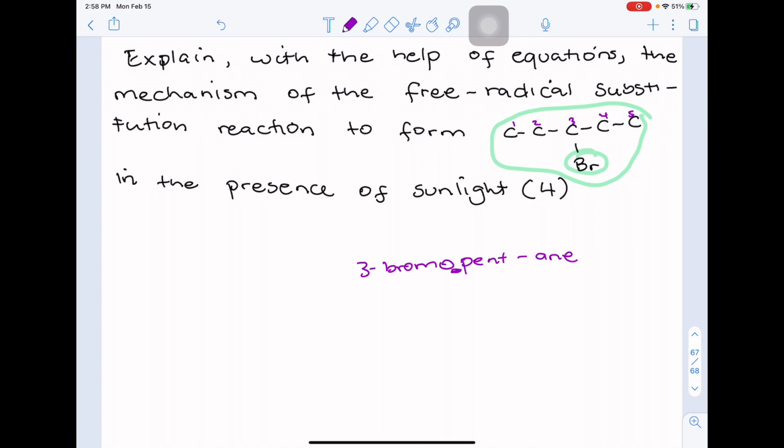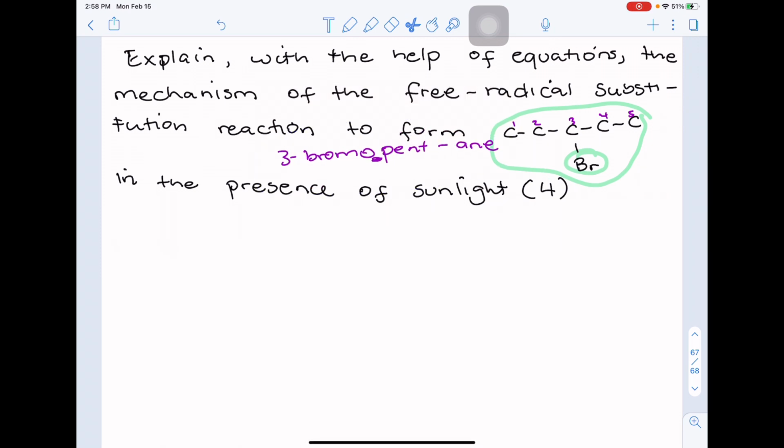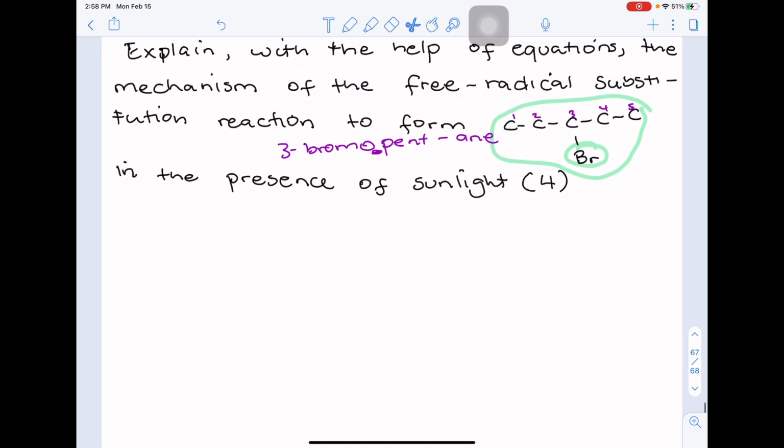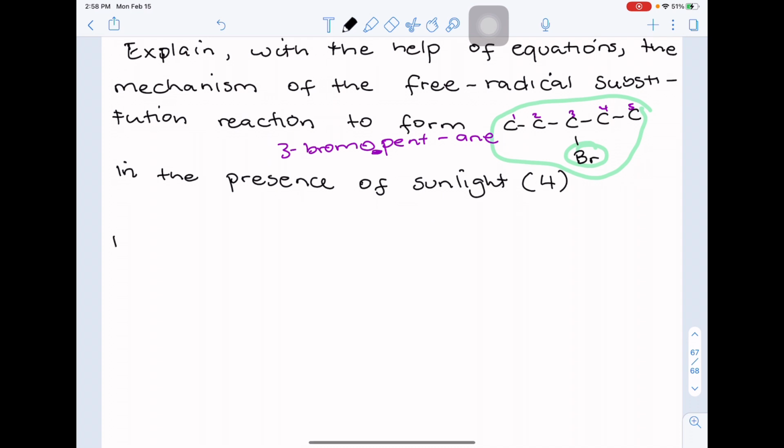Okay, so now that we have that out of the way, let us now then do the mechanism. So again, when you're doing the mechanism, you have to write the title of each step. This question, as written, was a 4-point question, not 5 points. So the first step is initiation or homolytic fission.